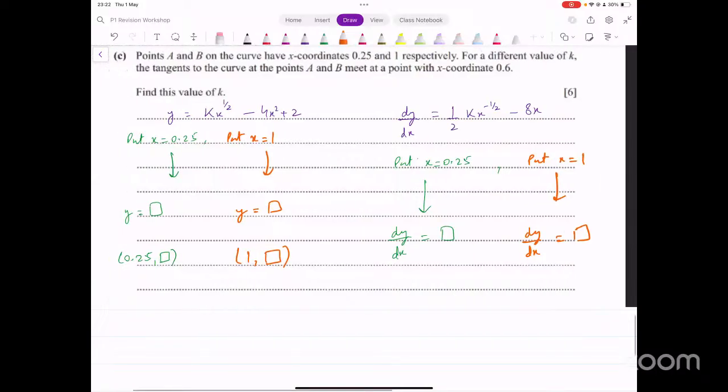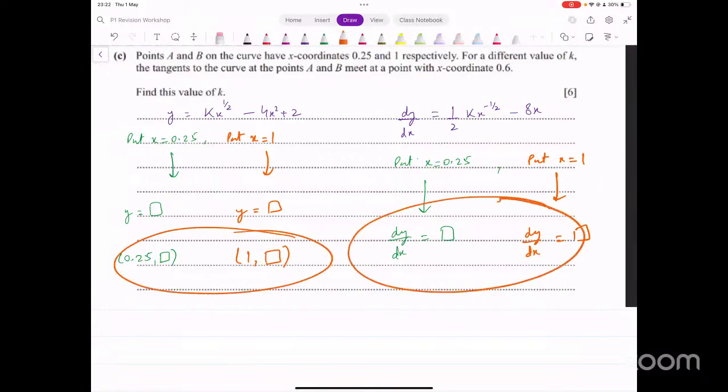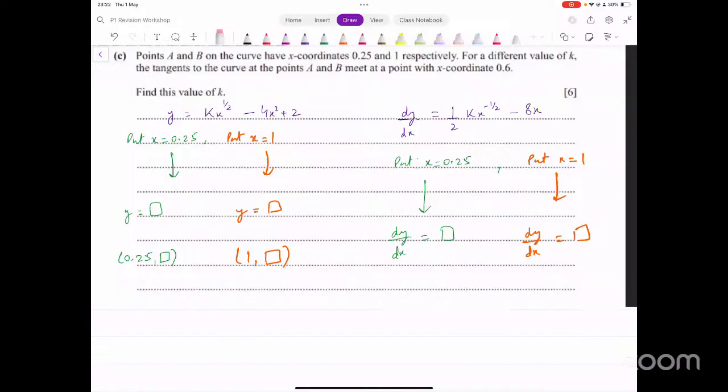You would have the point, you would have the gradient, you would write down their equations, and in that you would equate them and put the value of x 0.6 there. Do you get an overview of this? I'll show you the solutions in a moment.